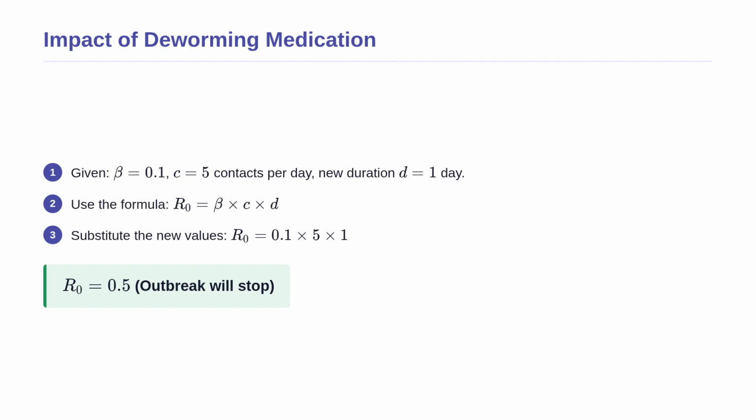We use the exact same formula, but update the duration variable to reflect the medical treatment. We multiply 0.1 by 5 and then by our new duration of 1. The final answer is 0.5. Because this value is now less than 1, the infected child will not even infect 1 whole person on average before being cured. This proves mathematically that reducing the duration of infectiousness successfully breaks the chain of transmission.